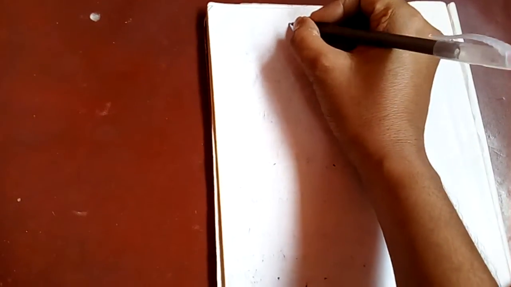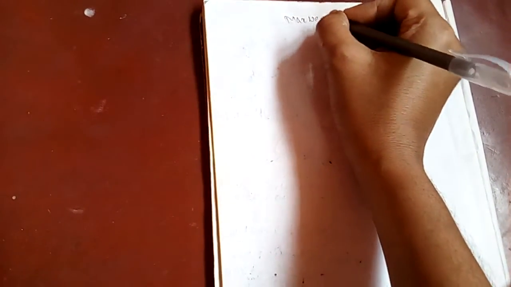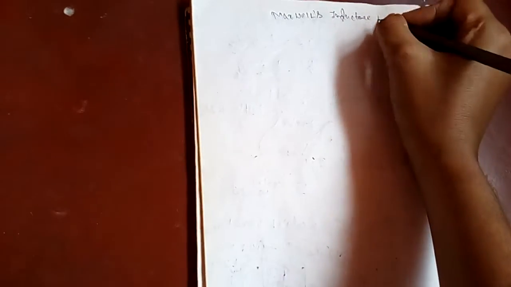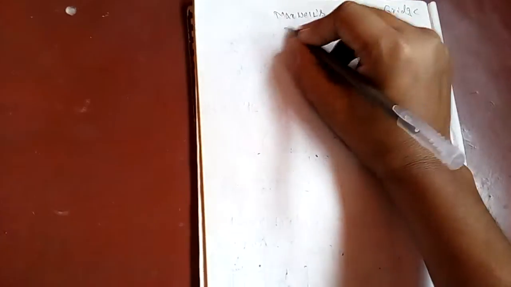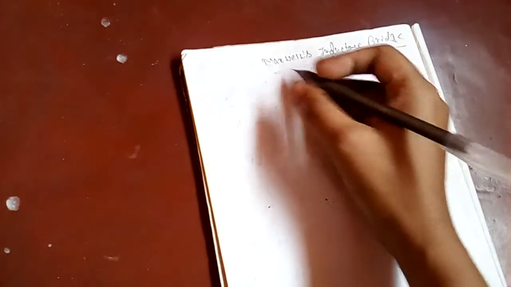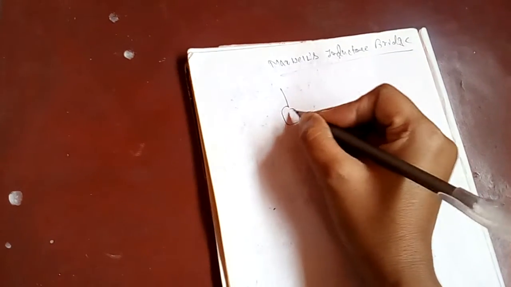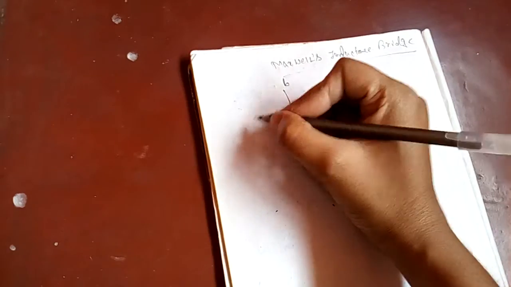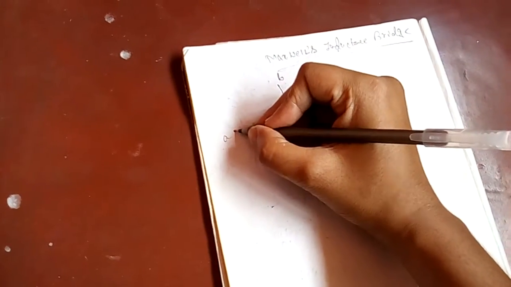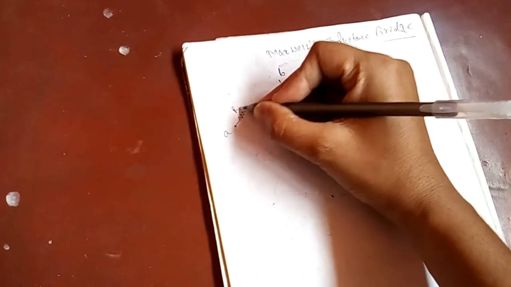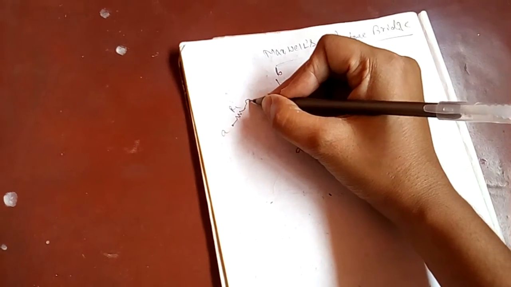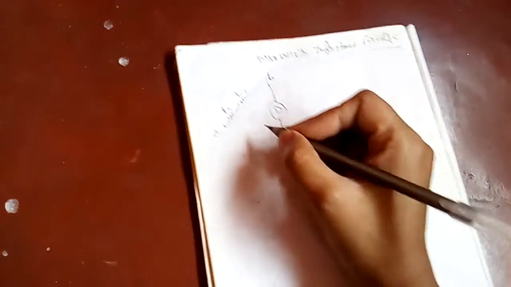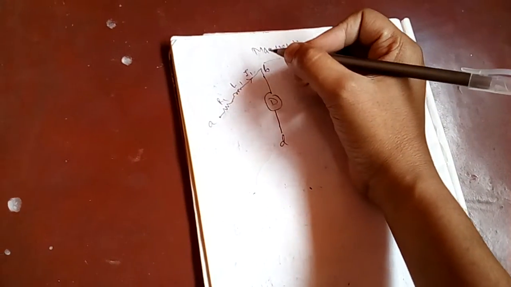Today our topic is AC bridges, and the first topic is the Maxwell inductance bridge. In the Maxwell inductance bridge, there is a point B connected to a detector, and the other detector point is D. Between points A and B there is a resistance R1 connected to an inductance L1, and the current through A to B is I1.